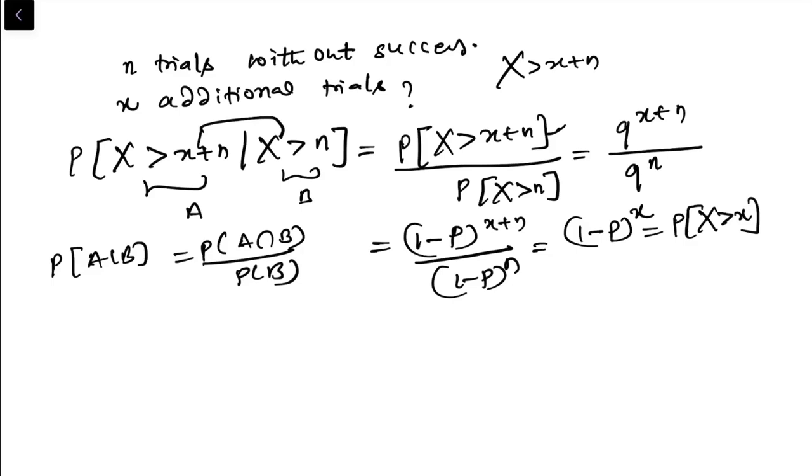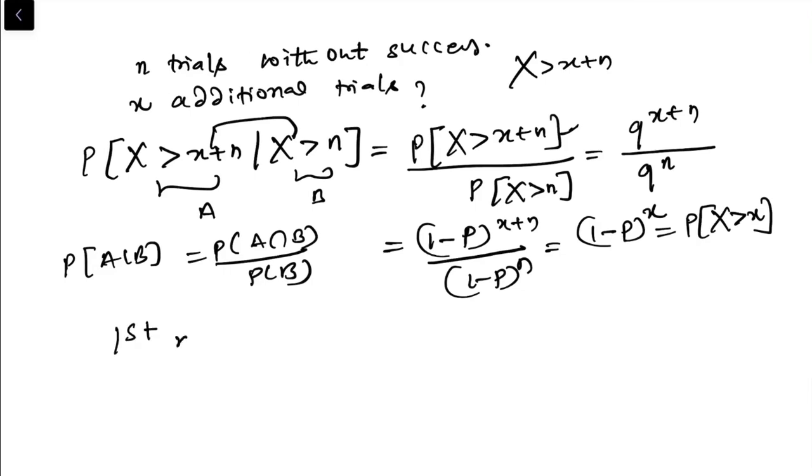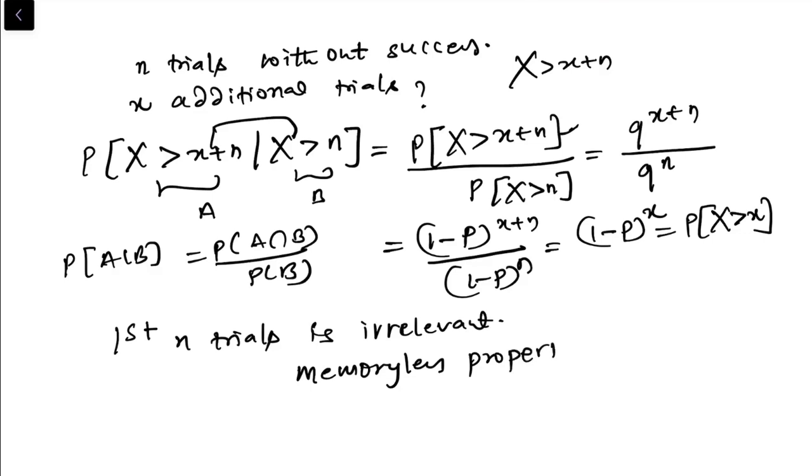Okay, so from this we can conclude that the lack of success on the first n trials is irrelevant. Okay, so this is the conclusion that we can derive from this. And this characteristic of geometric is called memoryless property. Memoryless property. Okay, now let's look at one example of this property to help you understand much better.